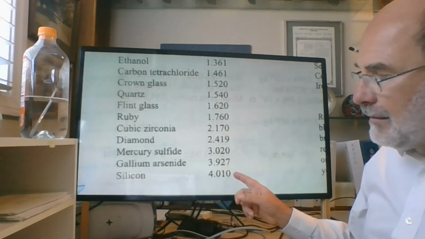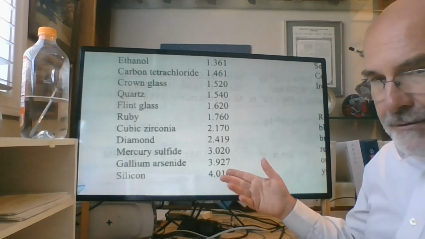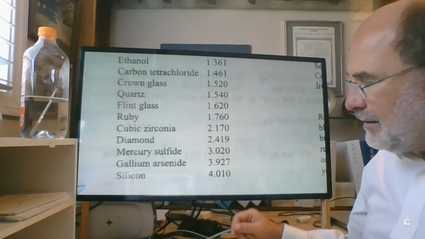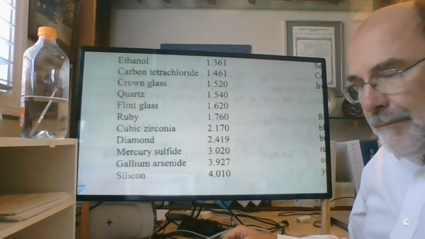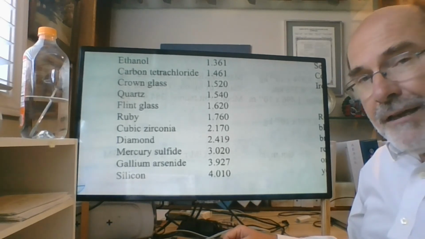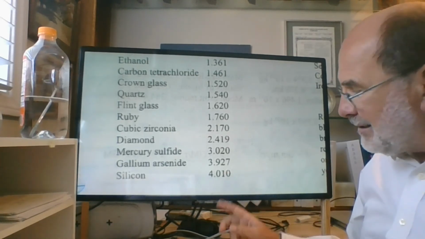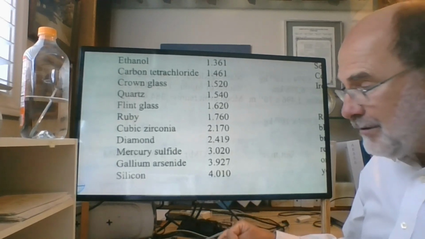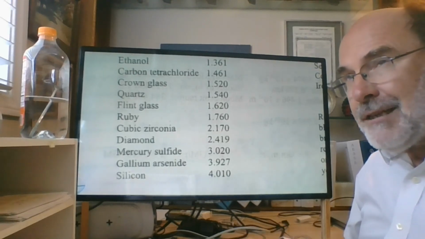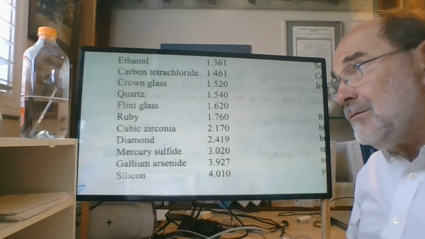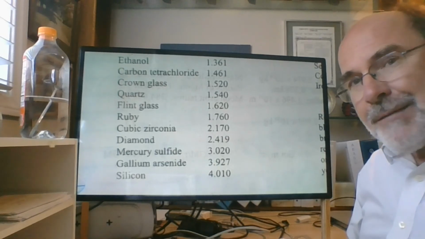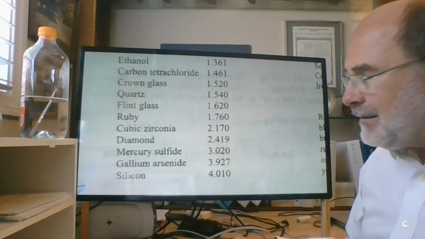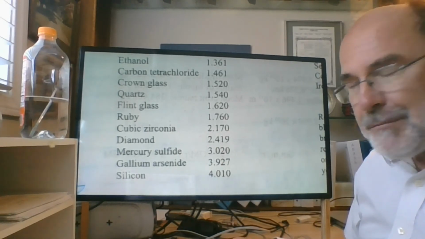So the top of the list, or if you like, this end of the list, is for silicon, and it has an index of refraction greater than 4, which would mean the speed of light in silicon is less than 1/4 the speed of light in a vacuum. So instead of being 3 times 10 to the 8th, it would be less than 1 times 10 to the 8th meters per second. In fact, even in mercury sulfide, that would be less than 1 times 10 to the 8th meters per second.